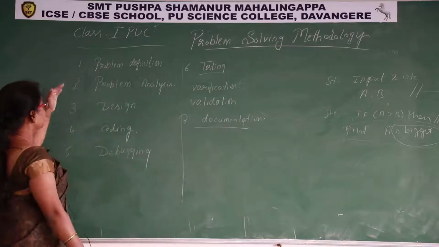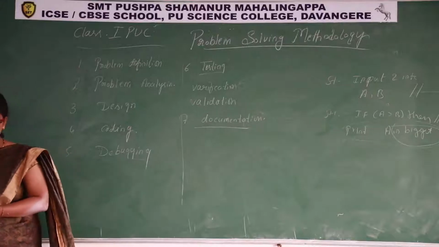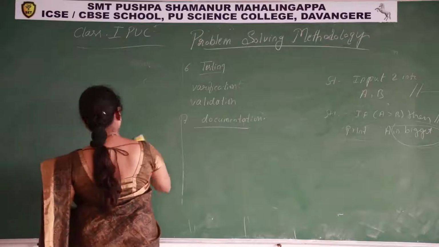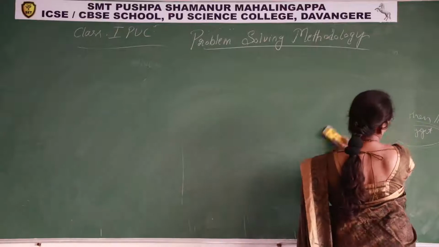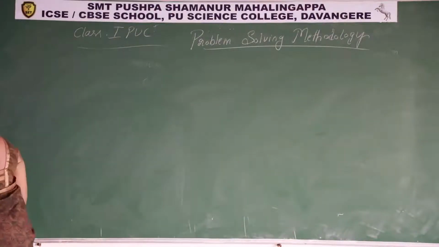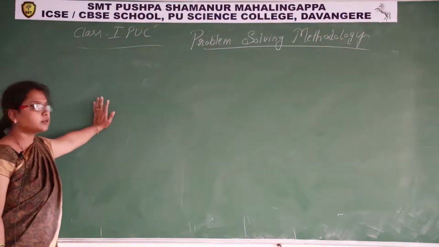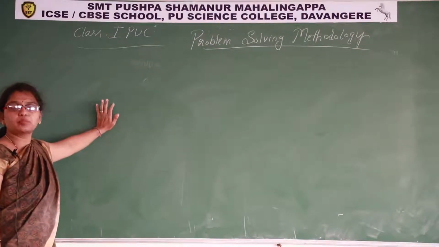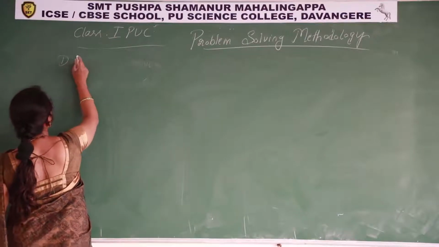Now, let us discuss one by one in detail. So already we discussed problem definition and problem analysis. What are the things that come under problem analysis? Input, output and constraints. Okay. Now design. I'll come to design.